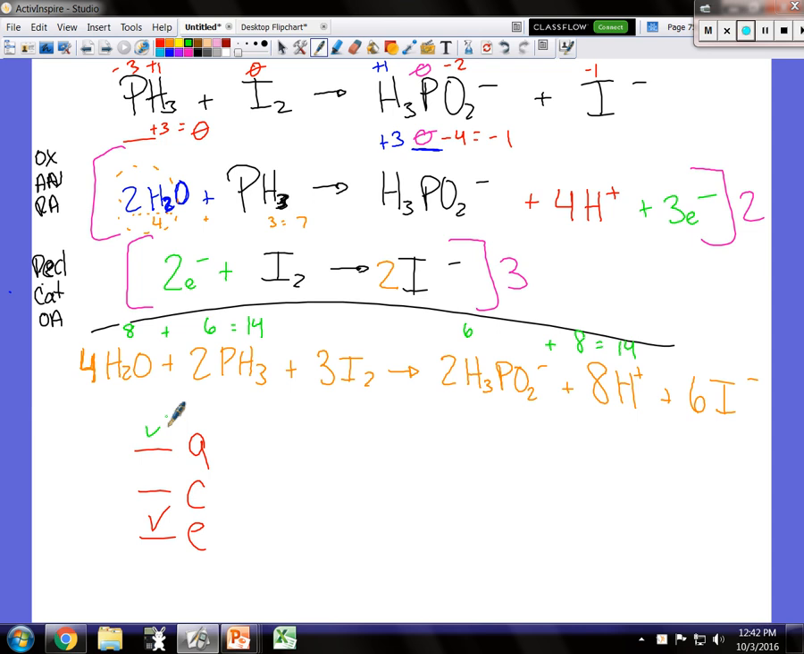Now, one side's really easy for the charge. What is the entire reactant side? It is neutral. Okay. Now let's count the other side. I've got 2 negatives plus 6 negatives is 8 negatives, and then I've got 8 positives. So that checks off as well. Any questions on that one? Okay. All right. Swell, swell, and swell.